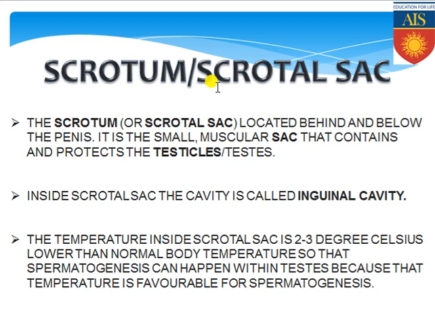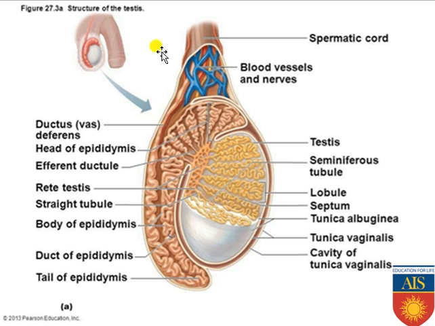So for that reason, spermatogenesis is always taking place inside the scrotal sac, due to the presence of 2 to 3 degrees Celsius less temperature than our normal body temperature. Now we are moving to the next portion, and the next portion is the structure of the testis.